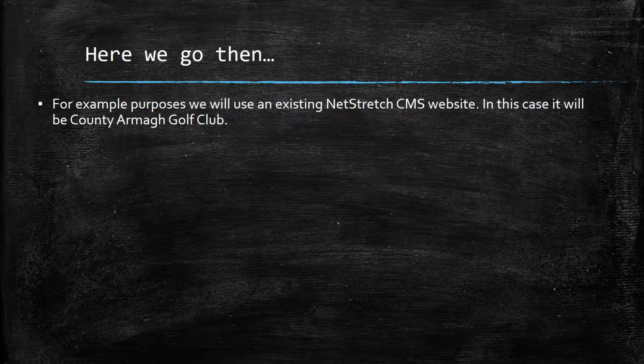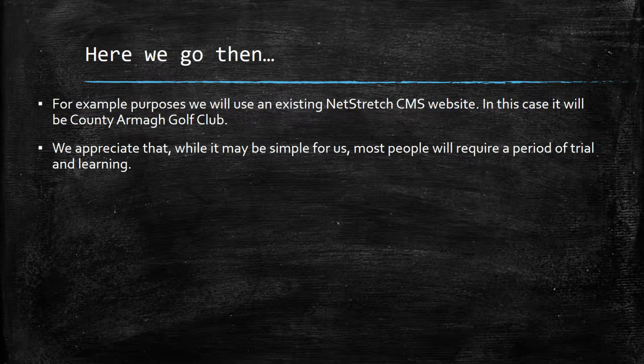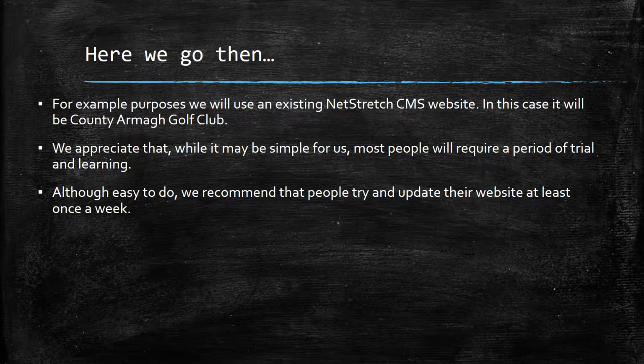Here we go then. For example purposes, we will be using an existing NetStretch website. In this case, it will be County Armagh Golf Club. We appreciate that while it may be simple for us, most people require a period of trial and learning, and we suggest that you make the most of trying the site content system and making mistakes, and you can always unpublish that particular article.